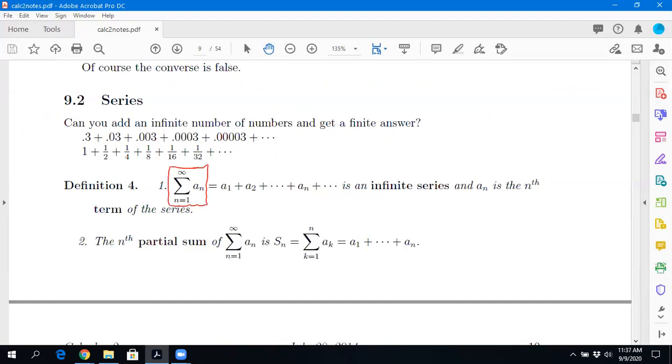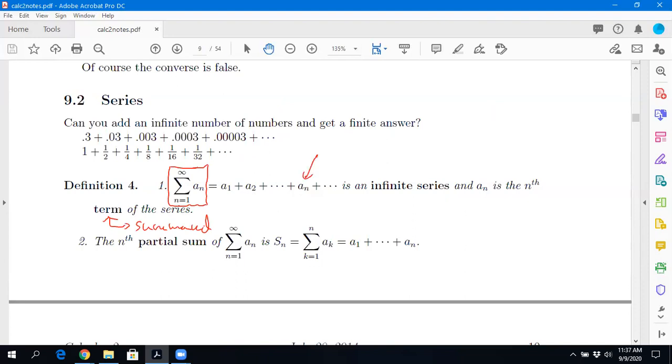Okay, so you have the sum n going from 1 to infinity of a sub n. What that means is a1 plus a2 plus etc. You're just adding all these things together. That's called an infinite series. And a sub n is called the nth term, not of the sequence, it's the nth term of the series, right? And by the way, instead of nth term, you often say it's the nth summand. Okay? Summand is also a legitimate thing to say.